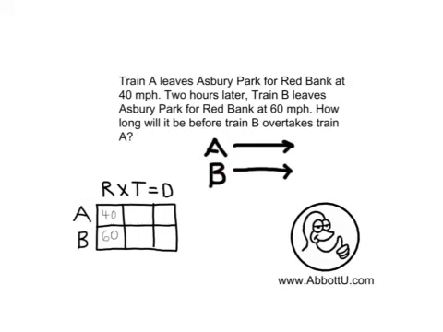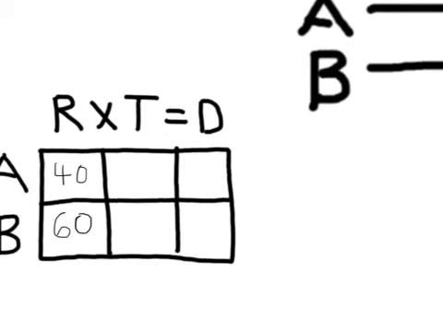So another way of phrasing that is, how many hours on the train tracks was train B? So how long was train B traveling? Because it left 2 hours later, and then it's on the train tracks, heading towards Red Bank, then at a certain point it overtakes train A. So how long did that take? So in other words, the unknown is the time traveled by train B. So we're going to call that X.